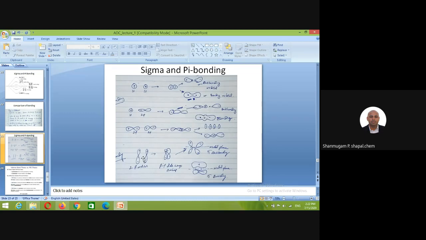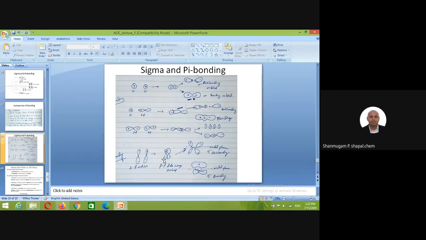But if you see the pi bond, it is sideways overlapping. So the side lobes will try to overlap with the closest atom. This sideways overlap of the lobes will be represented as the pi bond.